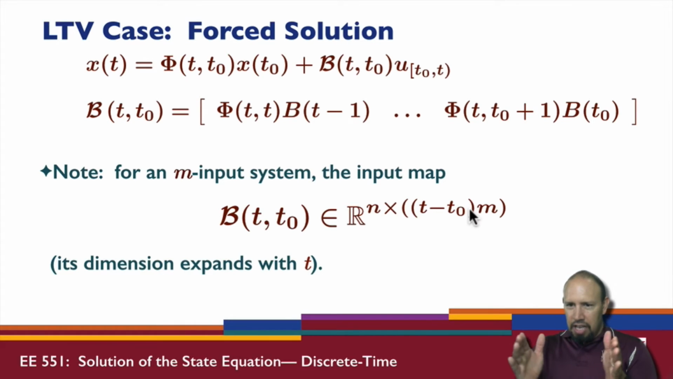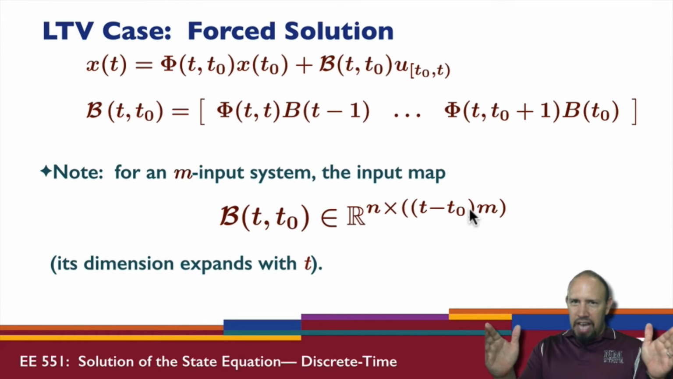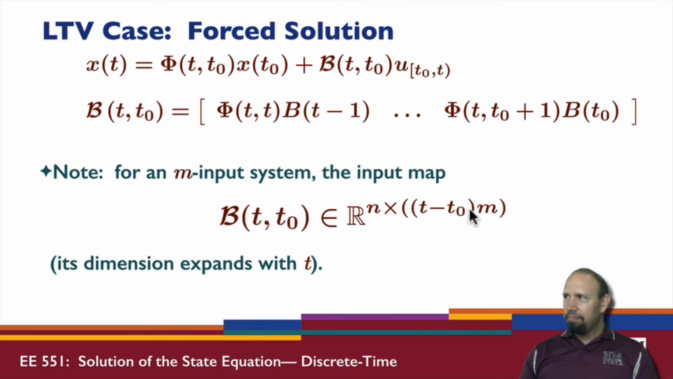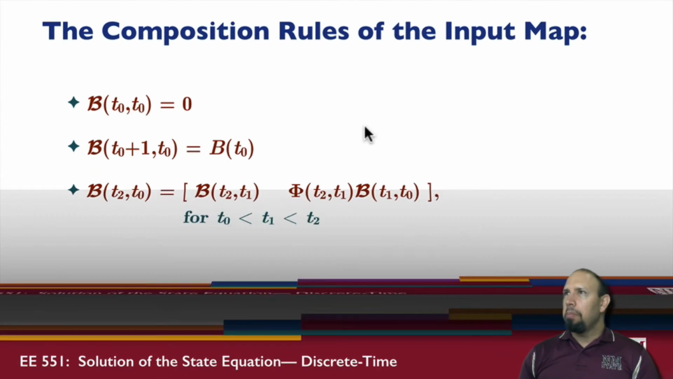As t increases, the matrix gets fatter and fatter as time goes on. So it's not that bad in the sense that it's just a matrix, but it is a matrix that is expanding. Every time we take another step, the matrix gets fatter, and so we have that to deal with. So this is the solution, and this is a look at the input map.